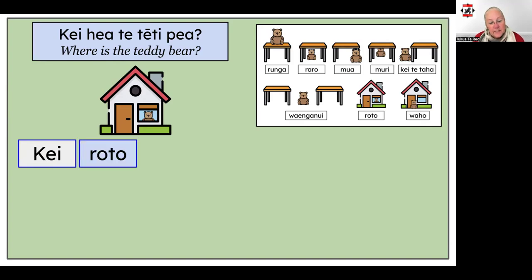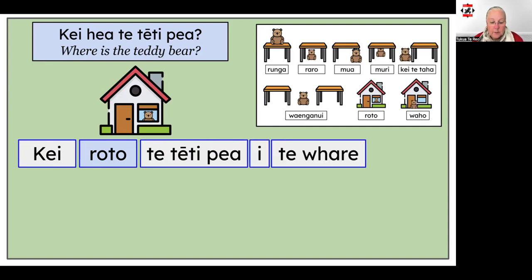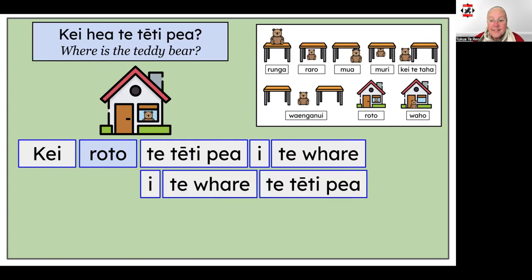The rest of the sentence can be structured in two different ways. First, we could say, kei roto te tēti pea i te whare. Or we could switch the two chunks of the sentence around and say, kei roto i te whare te tēti pea. It's really just a matter of personal preference which of these you go with. This is the same structure we would use for the majority of the tūwāhi kupu in the corner here.